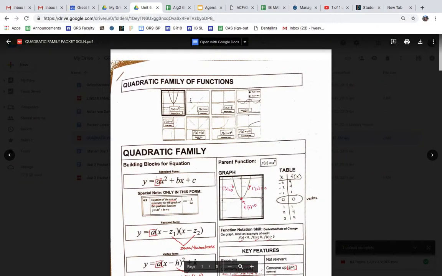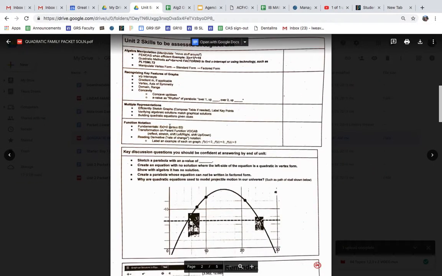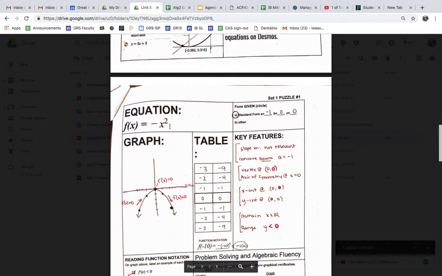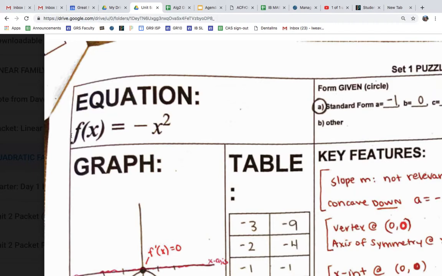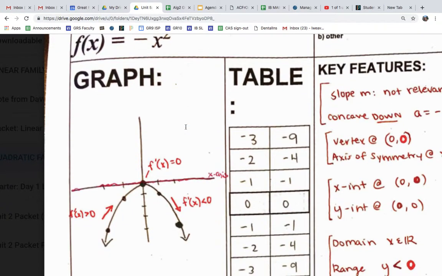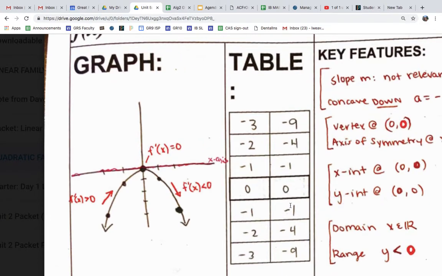Hi everyone, let's make sure that you have puzzle number 1 on the right track. You're given the equation y equals negative x squared, or in this case we label it with an f of x equals negative x squared. If we go to our table, we know that the easiest point to plot is the point 0, 0.